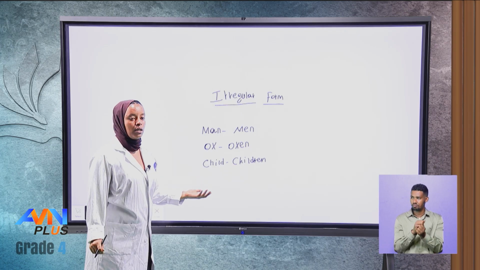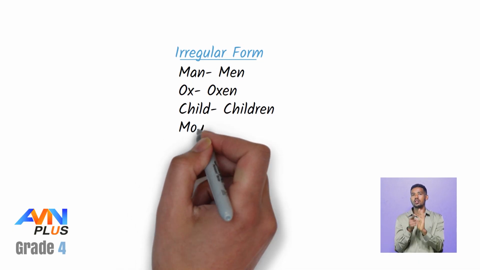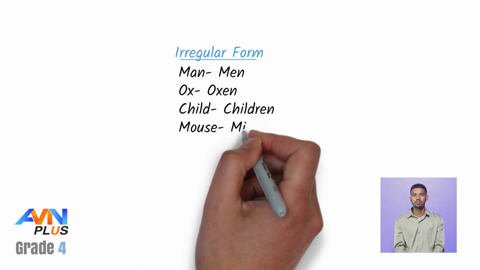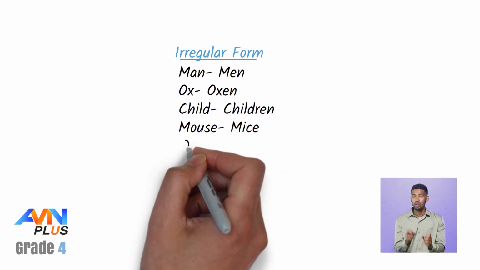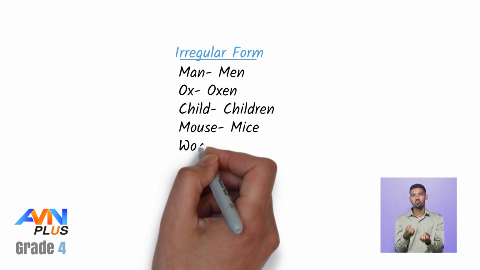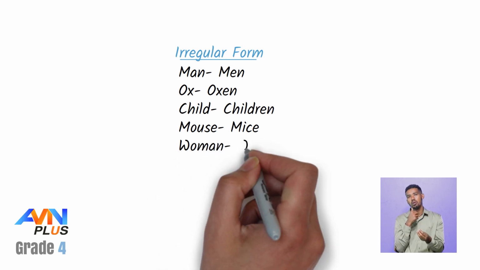And let us add more examples. For example, mouse, mice. Mouse, mice. And another example, women, women.